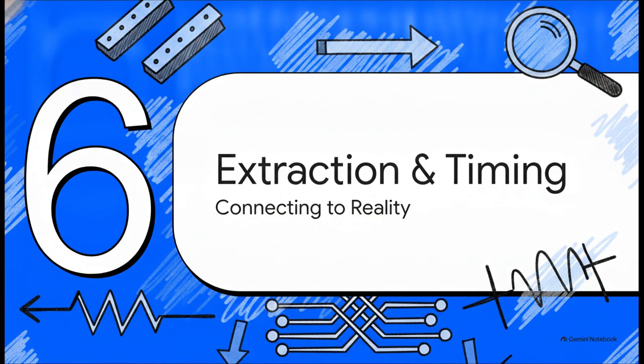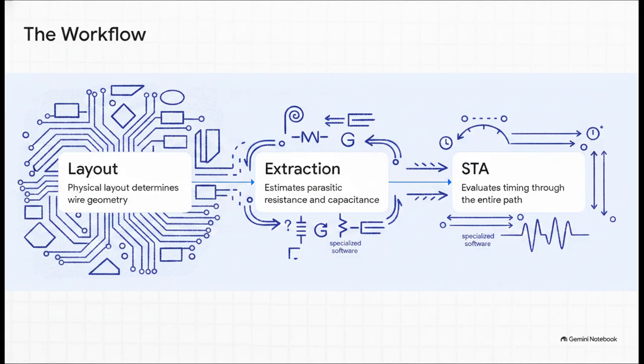Finally, Section 6, Extraction, Timing, and Reality. Let's look at the actual workflow. So how do engineers actually catch all these parasitic flow issues before a multi-million-dollar chip is manufactured? Well, it follows a very strict workflow. First, the physical layout provides the exact geometry, where everything lives. But geometry isn't electronics, right? So step 2 is parasitic extraction. This is where highly specialized software translates those physical shapes into actual parasitic resistance and capacitance values.